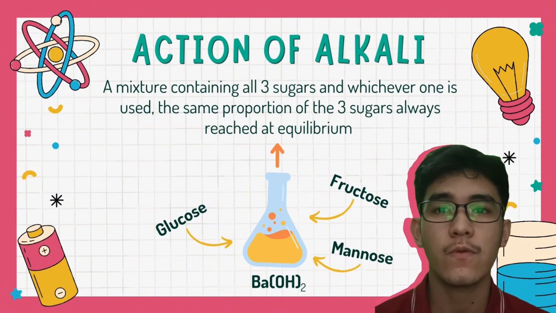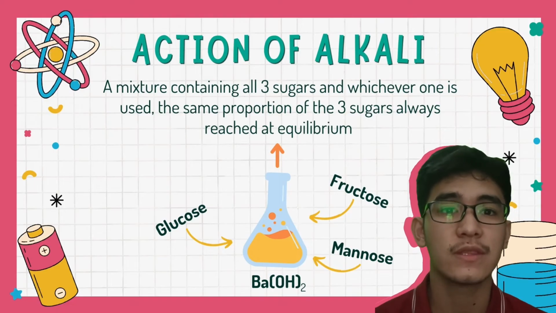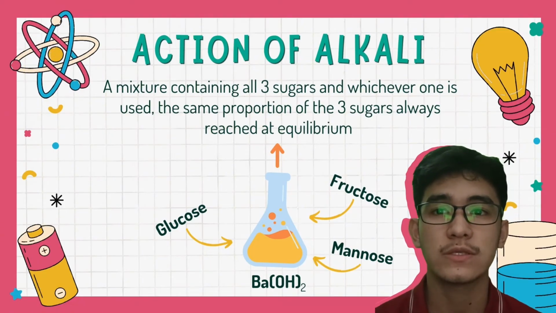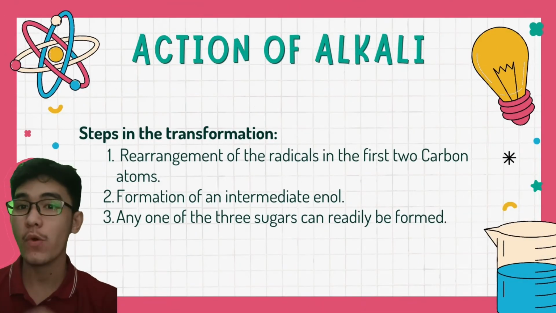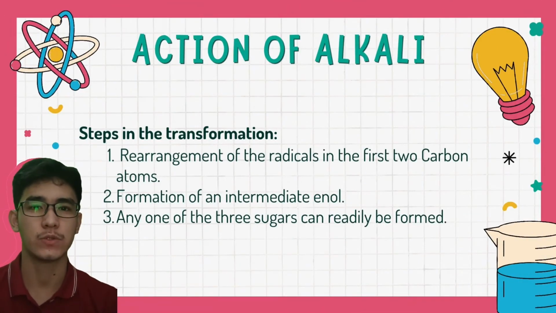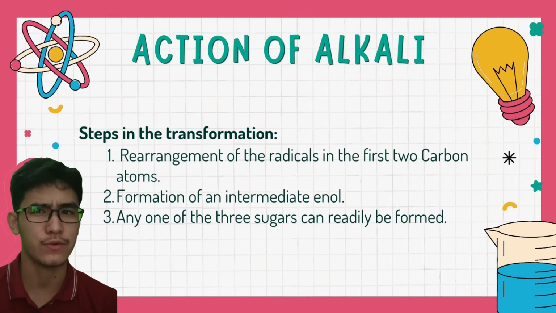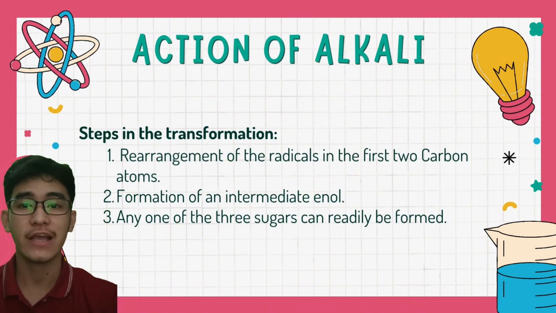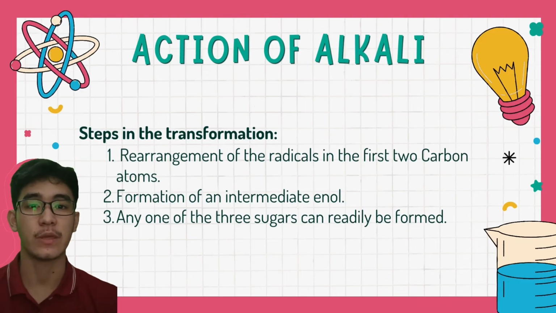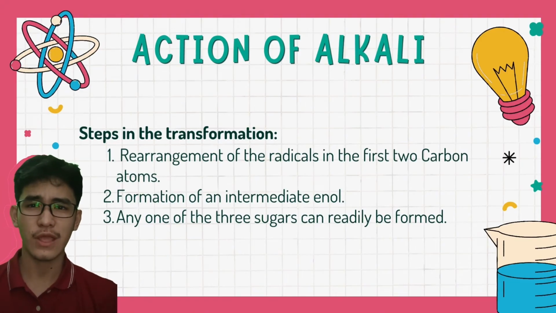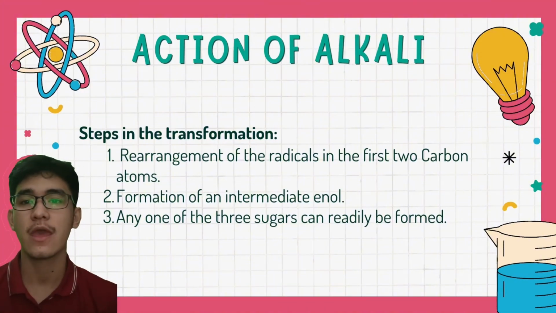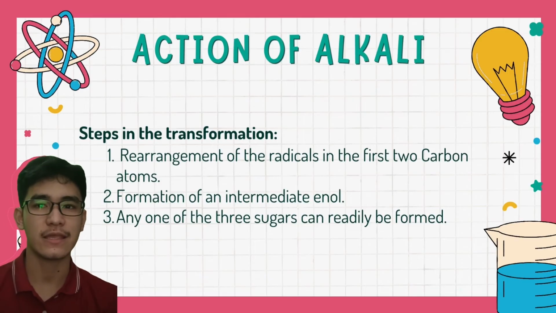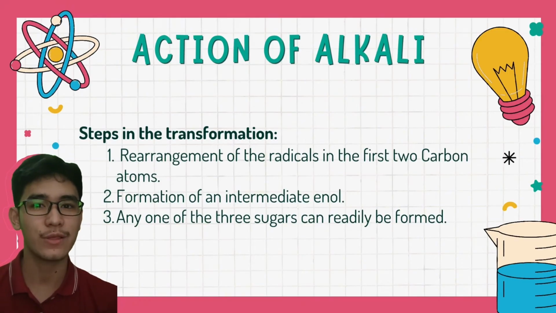Furthermore, whichever one of the 3 is used initially, the same proportion of the 3 sugars is always reached at equilibrium. Isn't that fascinating? Before we proceed, does anyone of the class know how the transformation of the reaction occurs? Well, in the action of alkali, certain steps of the transformation occur. To begin, there is a rearrangement of the radicals in the first 2 carbon atoms. Afterwards, there is a formation of an intermediate enol. Lastly, any one of the 3 sugars can readily be formed.